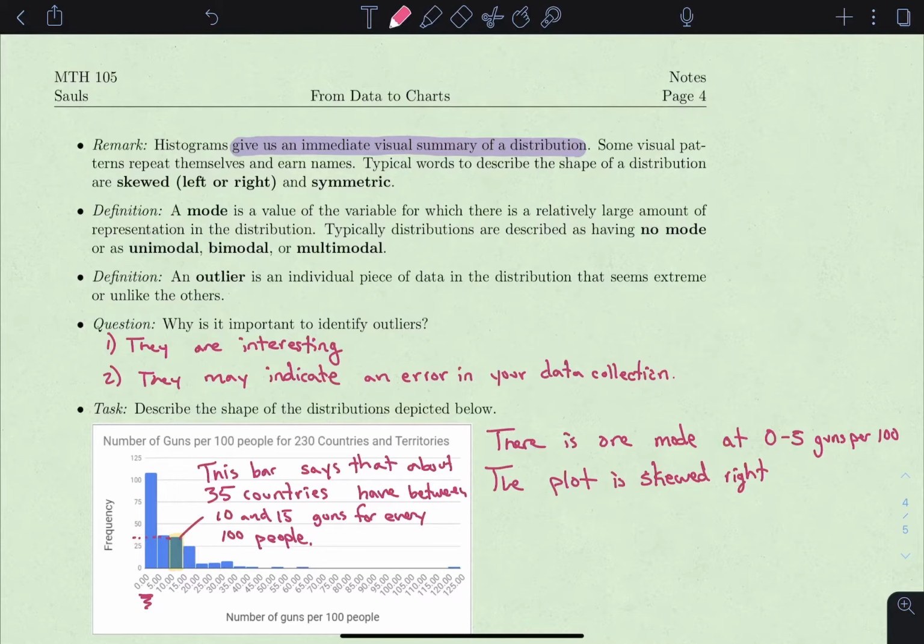So we're really falling off from the right-hand side. I mean, you can't really have negative guns per 100 people, so there's no room to be over here. This is the height, and this is where all the data is, and then there's just a couple of data points that are pulling the rest of the data off to the right. And there are outliers. I would say there are at least 3.